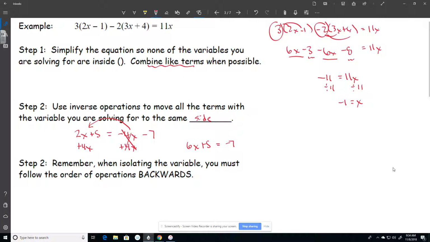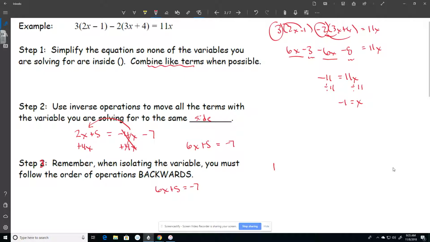Okay. From here, this says step 2. Change that to a 3 for me. Remember, just isolating the variable, you follow the order of operations backwards. So we're going to continue with this problem for our example right here. So 6x plus 5 equals negative 7. Right now, I'm doing more than one thing to x. I'm timesing by 6 and I'm adding 5.